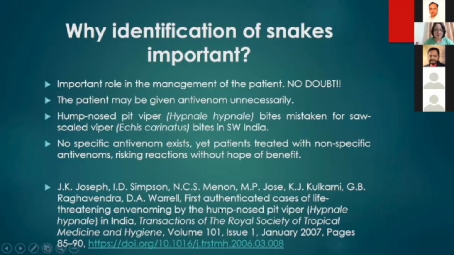There has been an article published by Joseph et al., on the first authenticated cases of life-threatening envenoming by the hump-nosed pit viper Hypnale in India, in the journal Transactions of the Royal Society of Tropical Medicine and Hygiene, where the hump-nosed pit viper was mistaken for a saw-scaled viper, and we don't have an antivenom for the hump-nosed pit viper.